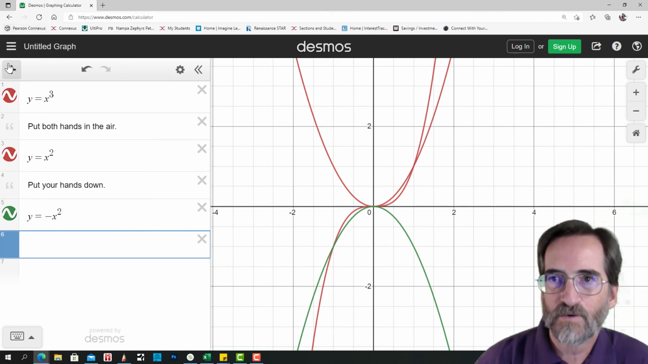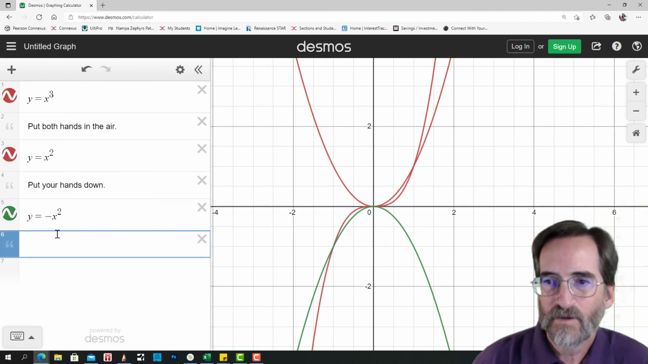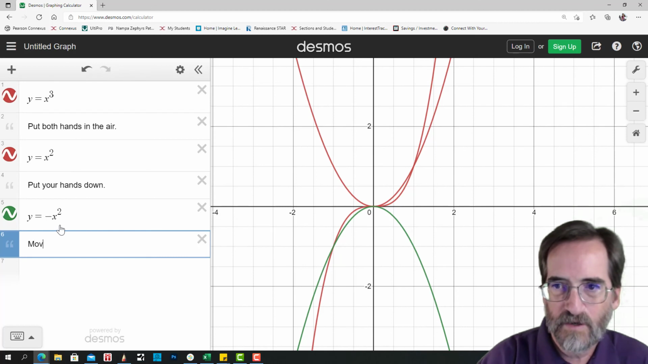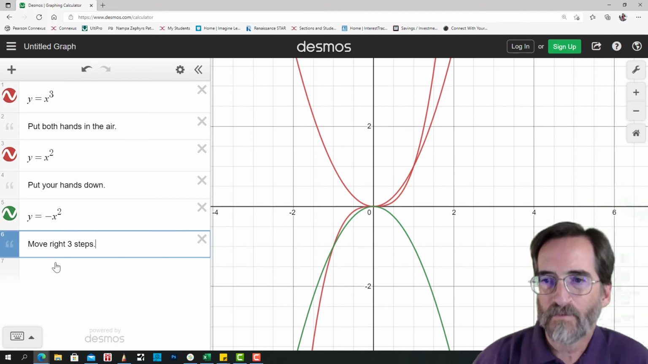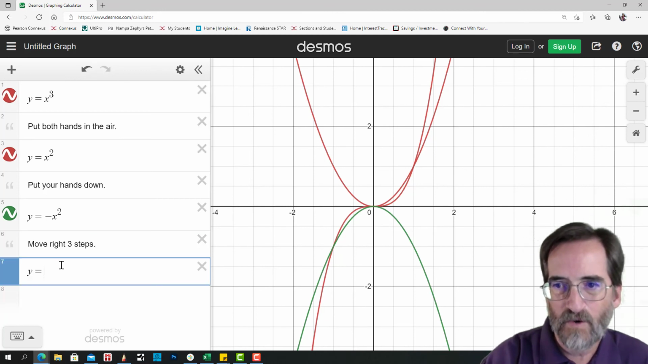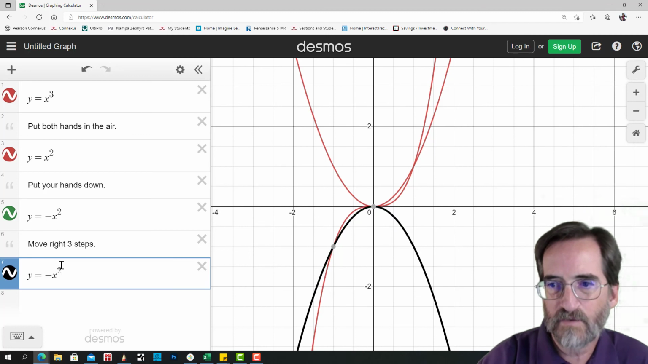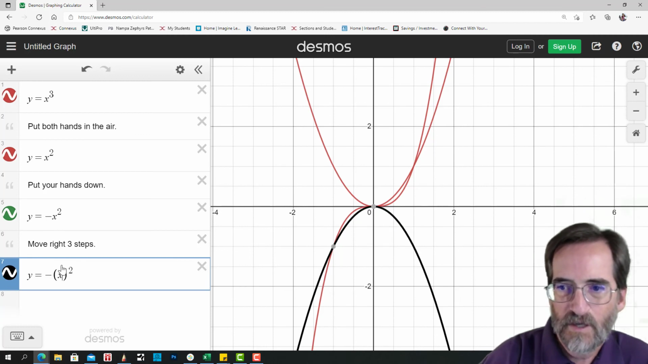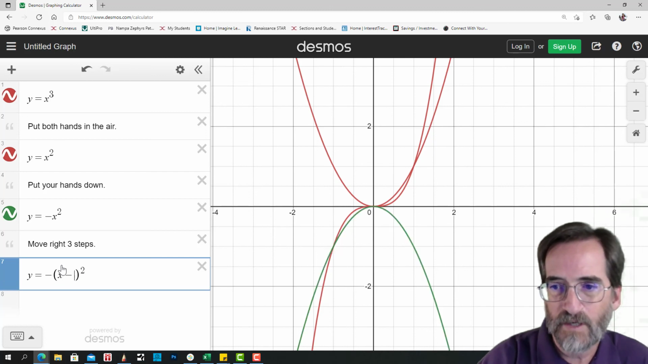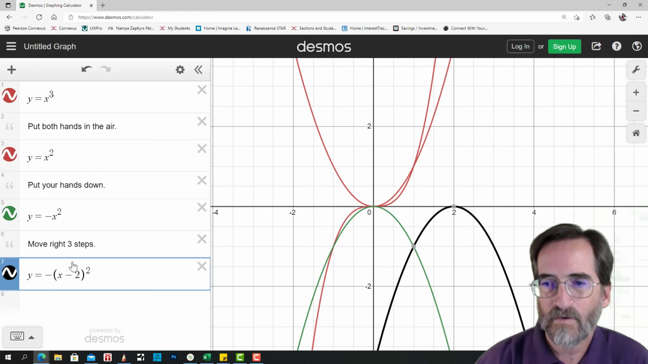Let's do move right 3 steps. Okay. And I'm going to make him do that by, say, y equals negative x squared. To make him move right, I'm going to put parentheses around the x. And right, opposites fill when modifying x, so it's going to be minus 2. There we go.